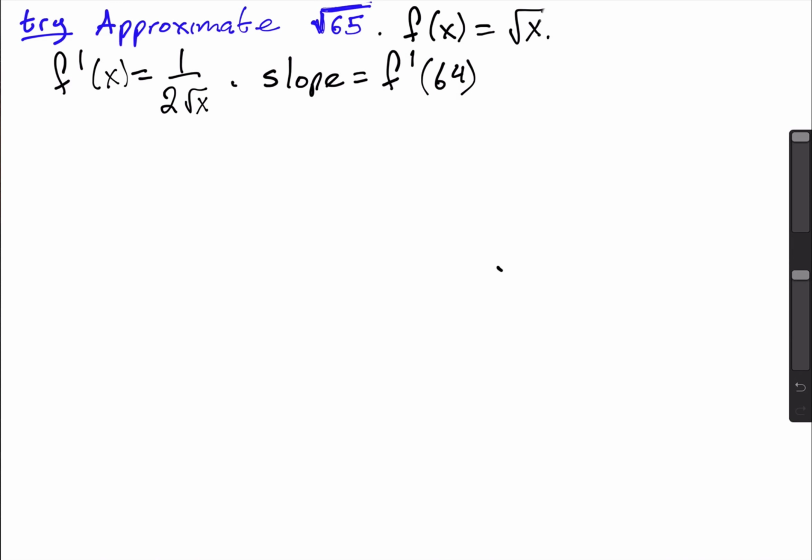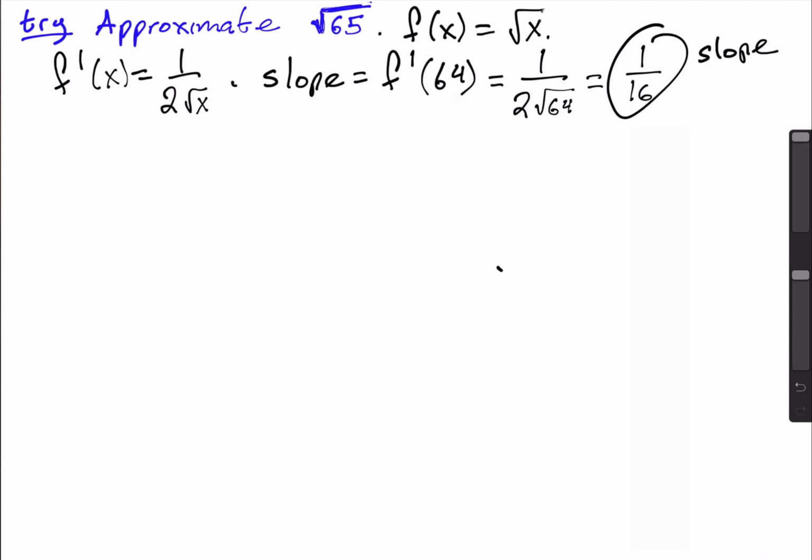Yeah, I forgot to mention. So 64 is the point that we're going to evaluate, find the tangent line at, right? Because we know what the square root of 64 is. Does that make sense? Okay, so let's see here. So this is 1 over 2 square root of 64, which is 1/16. Okay, so that's the slope.